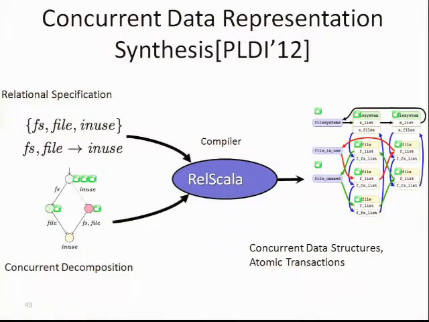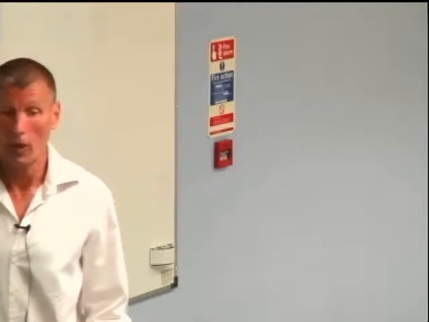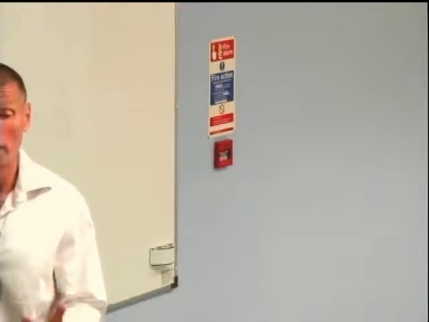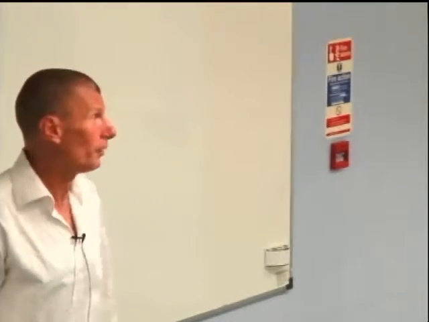So what do we do in the PLDI 12 paper? We take our approach of decomposition. We say, look, we can already do a reasonable job in generating these sequential low-level programs. Why can't we do the same for concurrent? And in fact, it turns out we can do better. At least in our comparison to people, we do better. And I'll show you how.